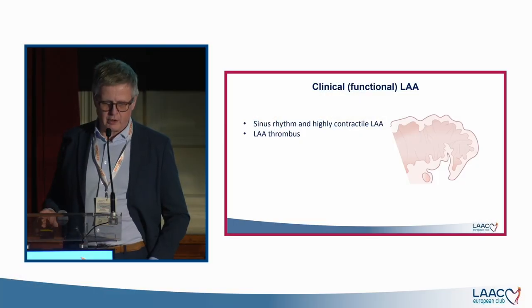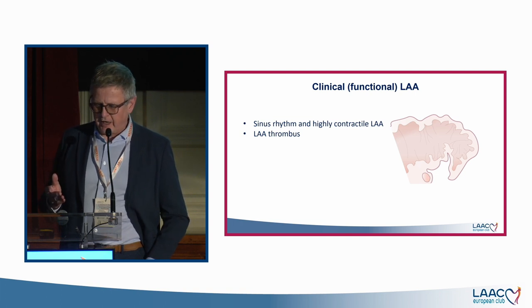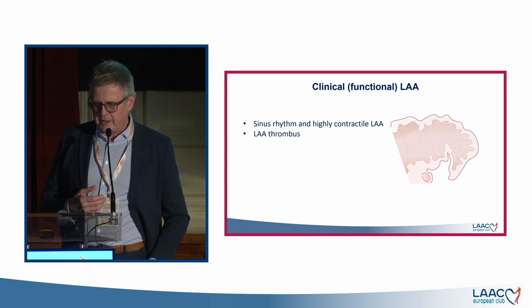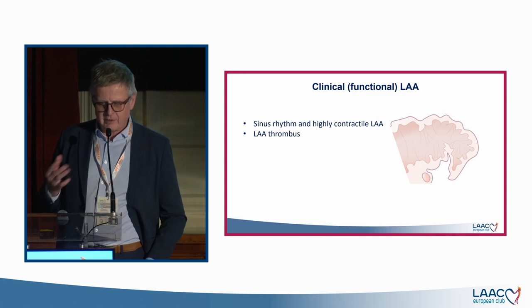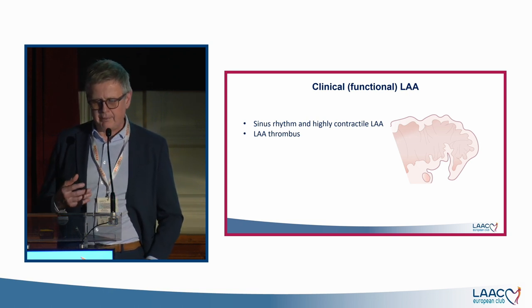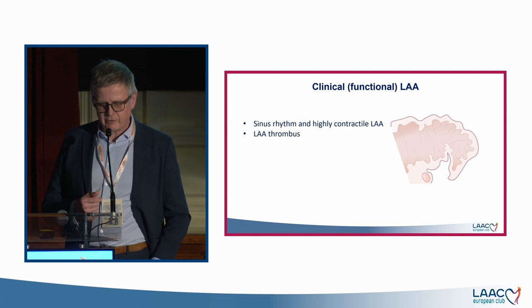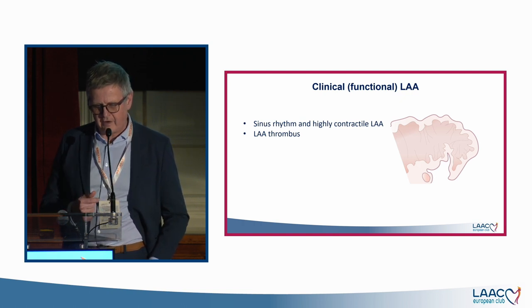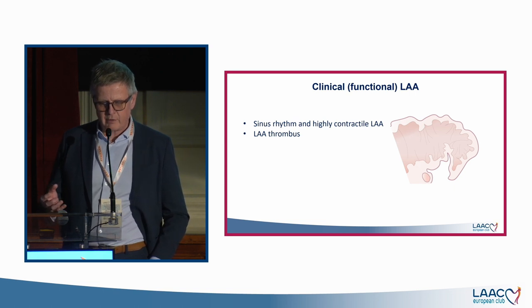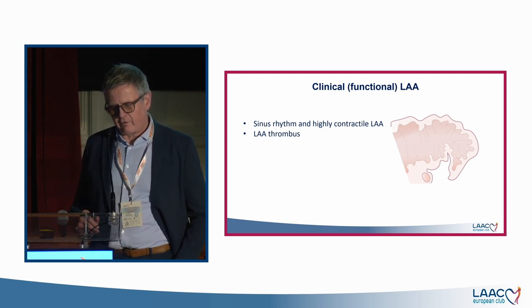And then we also have the functional parameters, which we have alluded to earlier today. It is a risk or complicating factor if you have sinus rhythm, and especially if you have hypovolemia or a very highly contractile LAA. That's also a complex factor. Sizing is difficult there and maybe associated with a high embolization rate, etc. And of course, we can have appendages with LAA thrombus where, despite it being a contraindication, it might be an old thrombus and we might have decided to go for closure anyway.